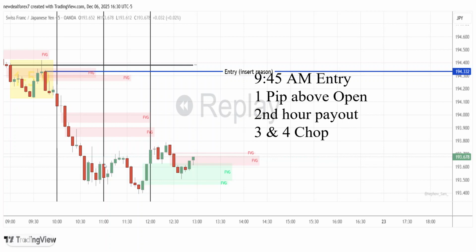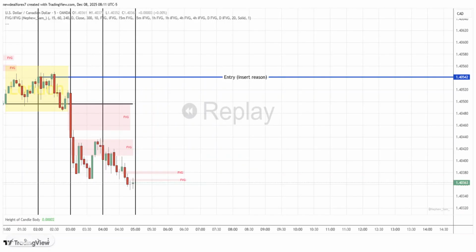Notice how price opened here and closed right about here. So this was your best exit right here in hour 2. There will be times where it only takes 1 hour to get the best of the move. Okay.